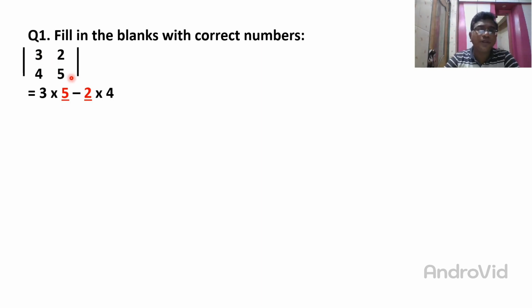AD. So A into D, A is 3, D is 5. So 3 into 5, in such a way I put the value here. Minus BC, so B value is 2 and C value is 4. So 2 into 4, in such a way. 3 fives are 15, so I write here 15. 2 fours are 8, so 15 minus 8, what do you get? 15 minus 8, you get 7. So in such a way you get the value of this problem as 7.